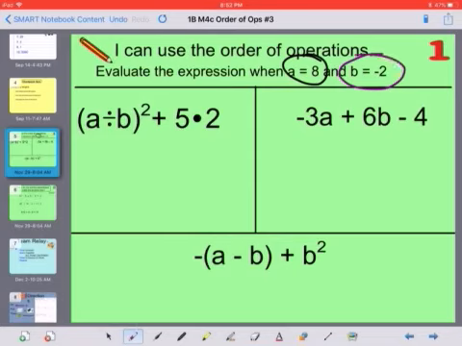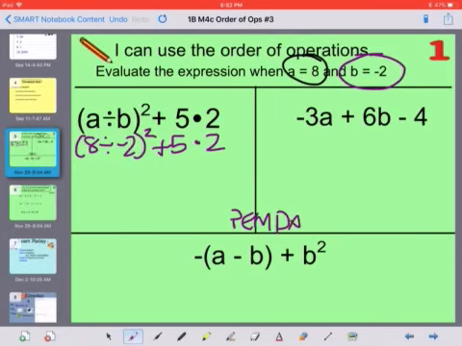So let's get started. We have, in parentheses, A, which is 8, divided by B, which is -2, to the power of 2, plus 5 times 2. Simplifying with our order of operations, I'm going to write PEMDAS right down here. Parentheses first. 8 divided by -2 is going to be a negative. 8 divided by 2 is 4, so we have -4 squared plus 5 times 2.